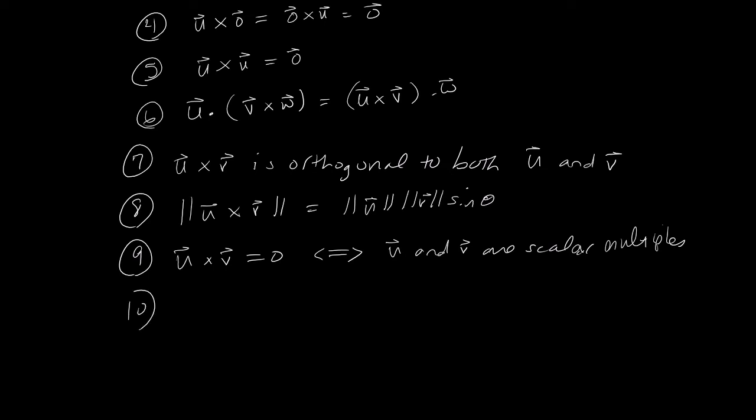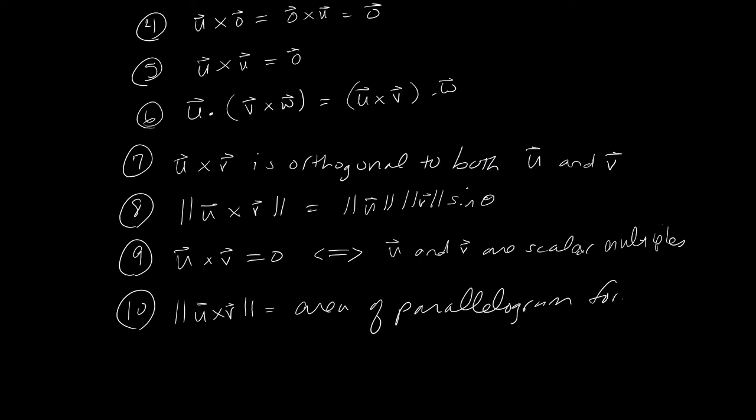And finally, number 10, the magnitude of u cross v, as I said earlier, is equal to the area of the parallelogram formed by u and v. Okay. So again, we mentioned that one earlier. So it's good stuff, very good stuff. All of these properties are going to be very useful to us as we are working through this section.